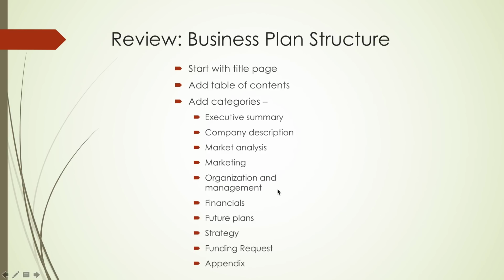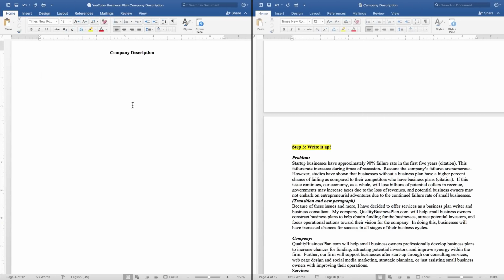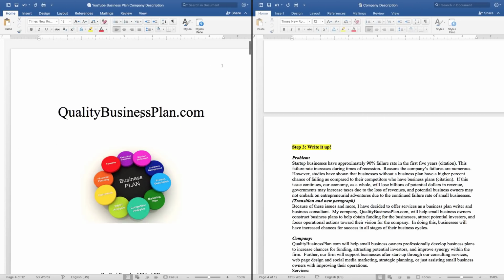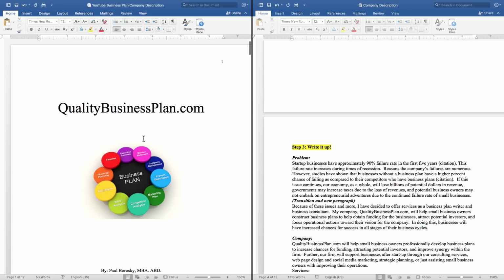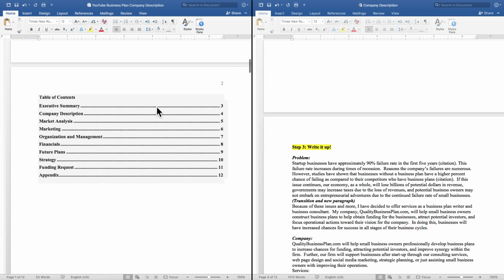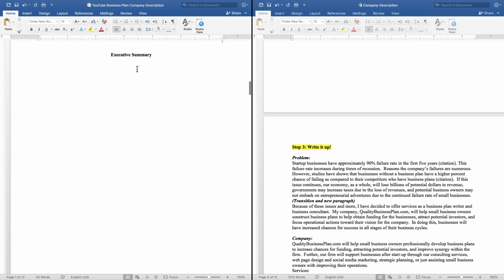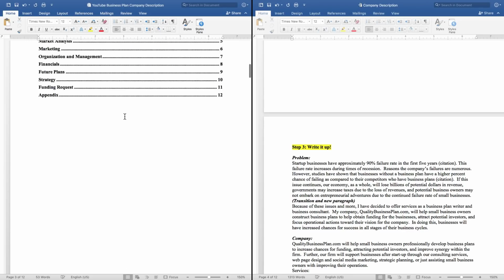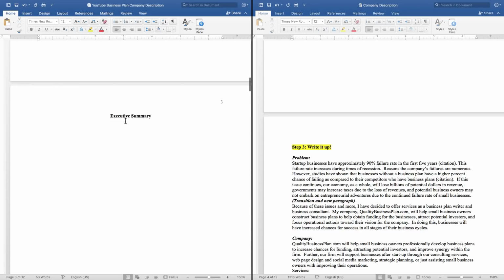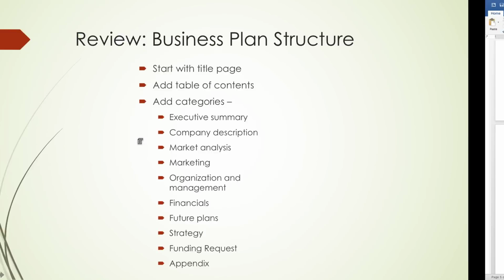What we previously did is we created the business plan structure. The business plan structure started with the title page, and then we formatted and created the table of contents. From there, we did the subcomponents of the table of contents, which were the executive summary, the company description, market analysis, and so forth.